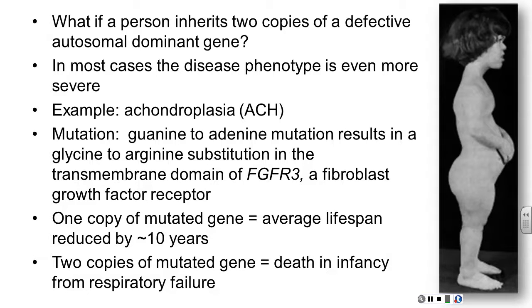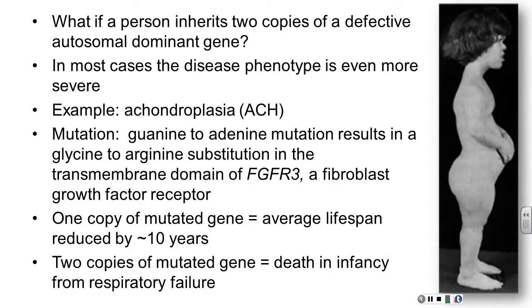But what happens if somebody inherits 2 copies of a defective autosomal dominant gene? In most cases, the disease phenotype is going to be more severe. There are exceptions. There are autosomal dominant diseases where whether you have 1 or 2 copies of a mutant gene, it still manifests the same. But those are the exception more than the rule. Most of the time, if you get 2 defective copies, you have a much more severe disease. Okay?